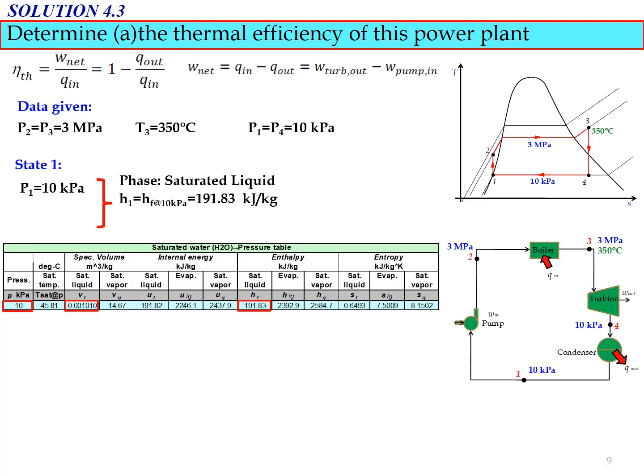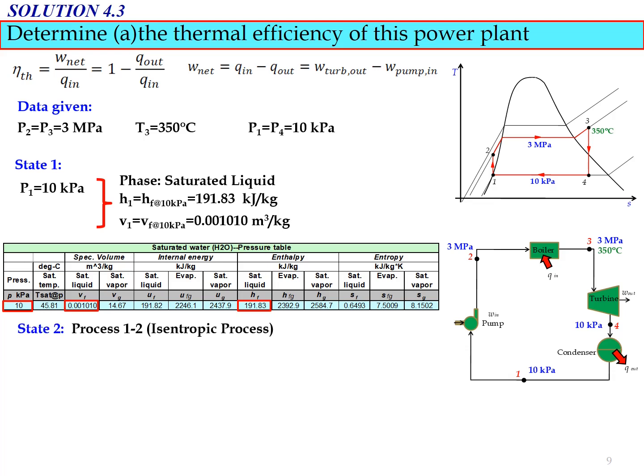And you can also obtain the value of V1 equal to vf at 10 kilopascal, equal to 0.001010 meter cubic per kg. So why do we need to determine V1? Later on we can use this value in the equation for W in, where W in equals V1 multiplied by P2 minus P1, in order to determine the important parameters for state number 2, especially the value of H2.